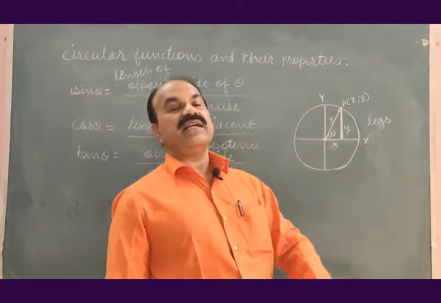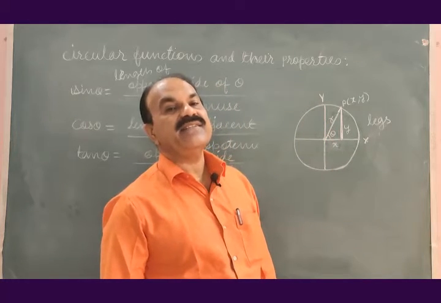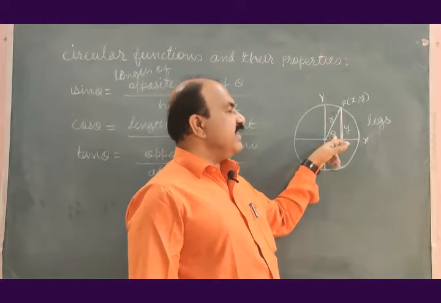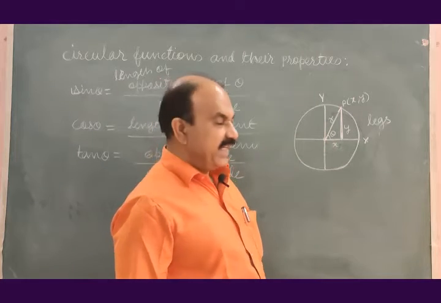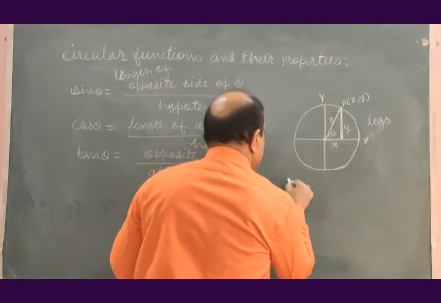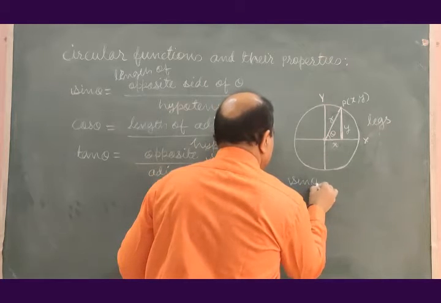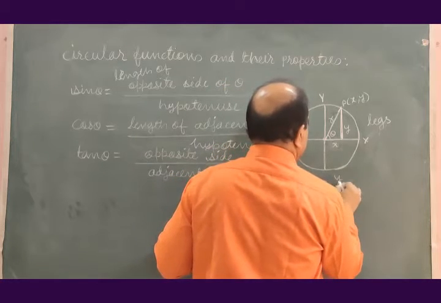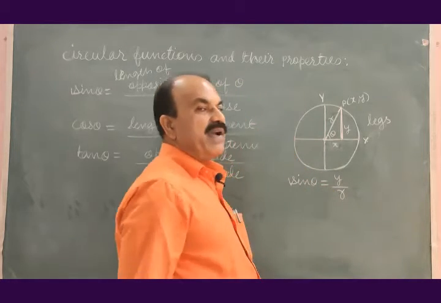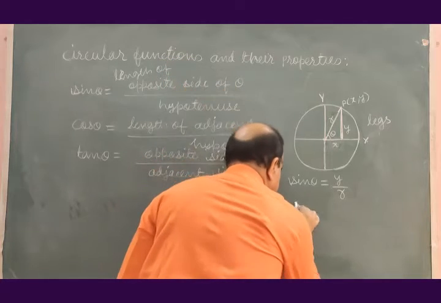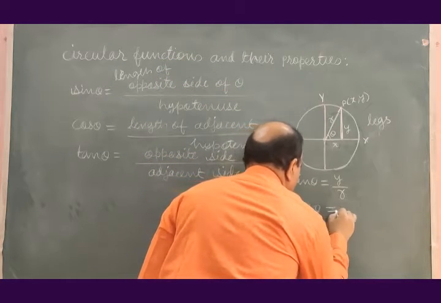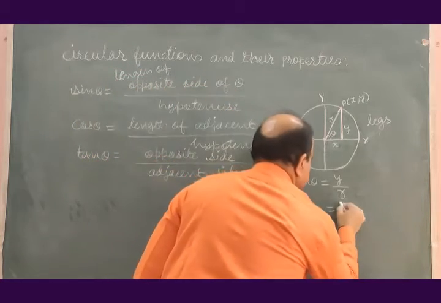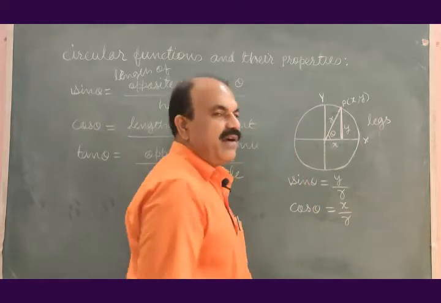Use this right angle triangle and write sin theta and cos theta for this angle. Sin theta is equal to opposite side divided by hypotenuse, that is y divided by r. Cos theta is equal to adjacent side divided by hypotenuse, that is x divided by r.